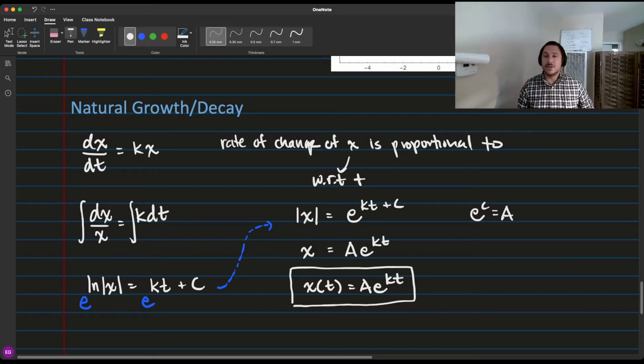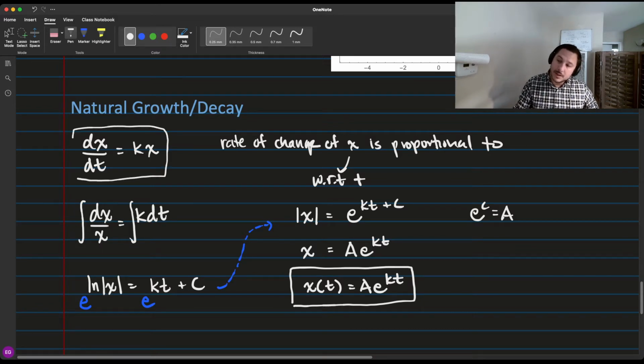This is where exponential growth comes from. Exponential growth happens when the rate of change of your value is proportional to the value itself. That's what it means to have exponential growth. Sorry, I was like dying there. I was like, wait, I'm not able to say this right.